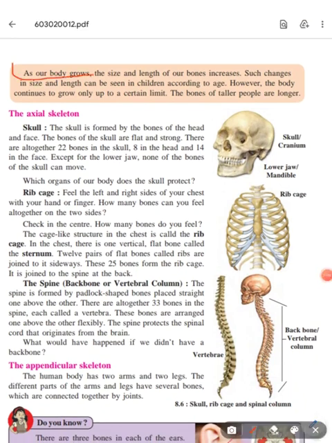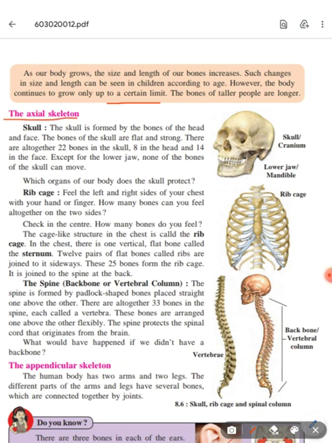As our body grows, the size and length of our bones increase. Such changes in size and length can differ in children according to age. However, the body continues to grow only up to a certain limit. The bones of taller people are longer, and there is a certain limit to how much bones can grow.